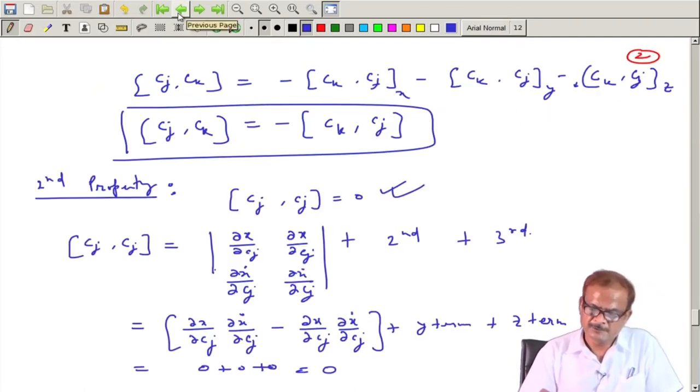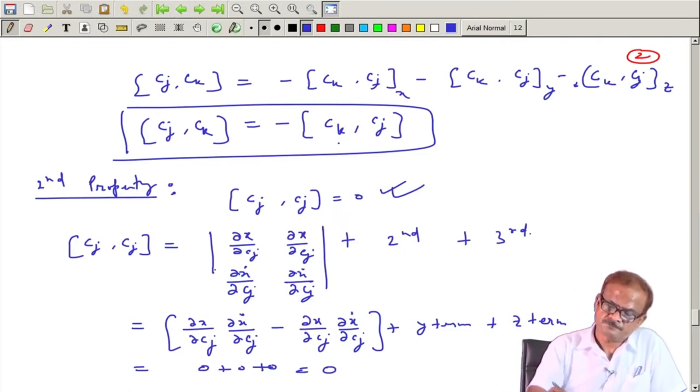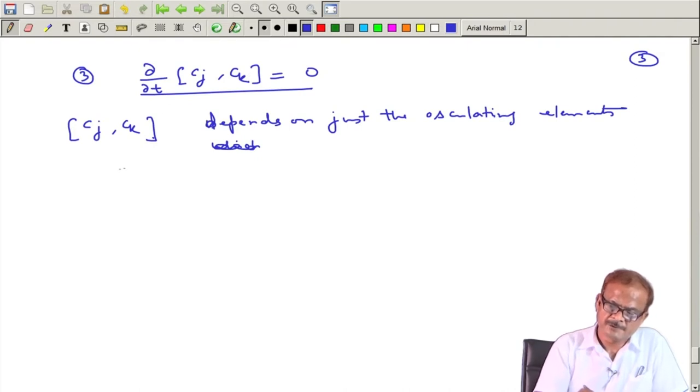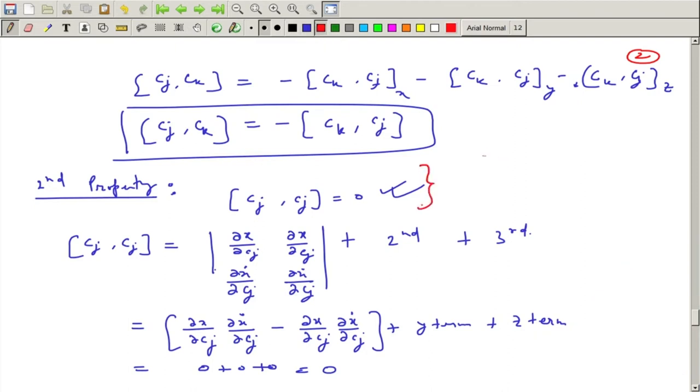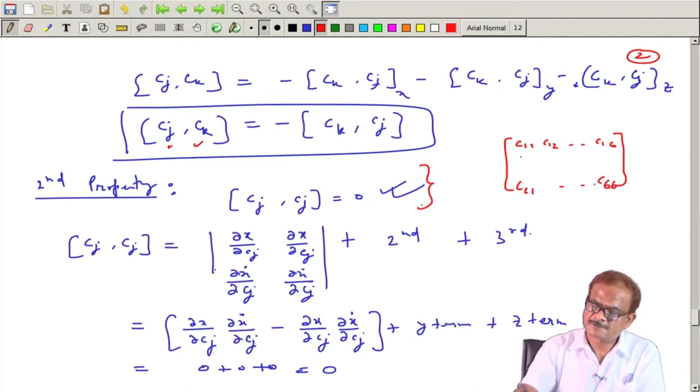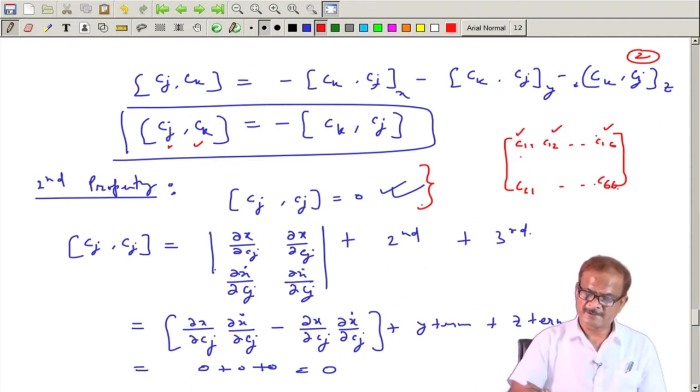Now, one more thing we need to say, before we take to this property, I can state it here itself. This (C_j, C_k) can be given, j can vary from 1 to 6 and k also varies from 1 to 6. So, that means it is a 6 by 6 matrix. So, let us say that each of the brackets we are writing in short notation as C_11, C_12 to C_16, and similarly from here C_61 to C_66. So, each of them is representing a Lagrange bracket.